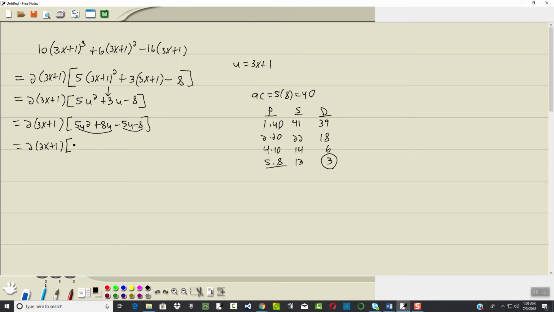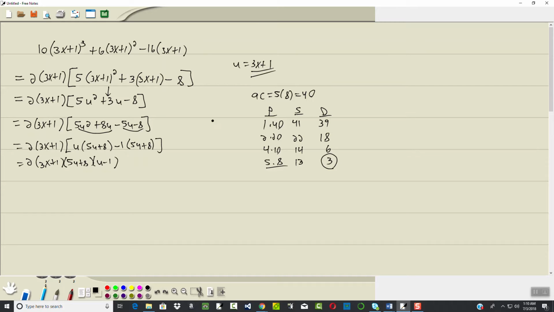The first group has a u in common, so I factor that out. That gives me 5u plus 8. The second group doesn't have anything in common, but the first term is negative, so I'll factor out a negative 1. And that leaves me 5u plus 8. Now they both have a 5u plus 8, so I'll factor that out, and that leaves us u minus 1.